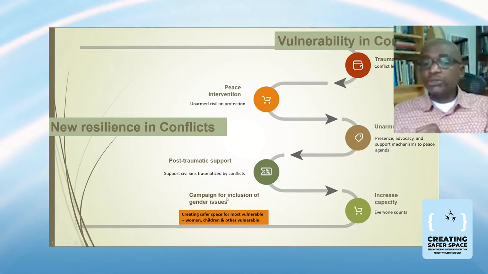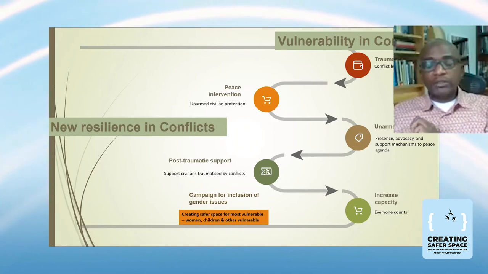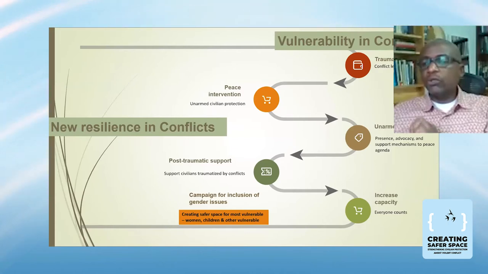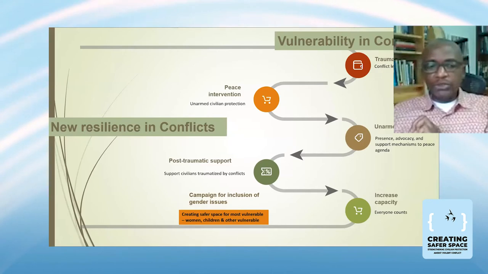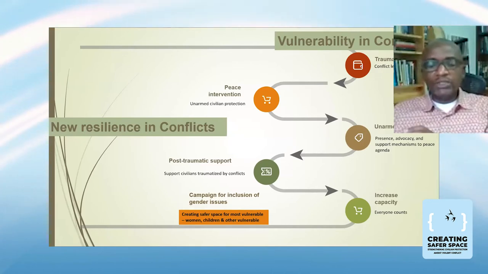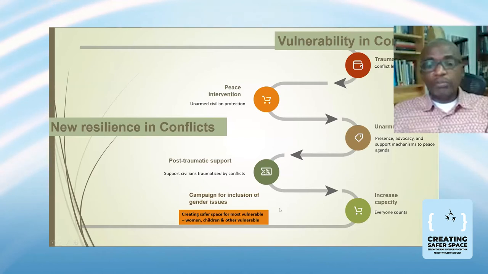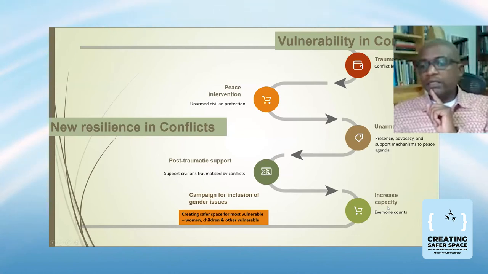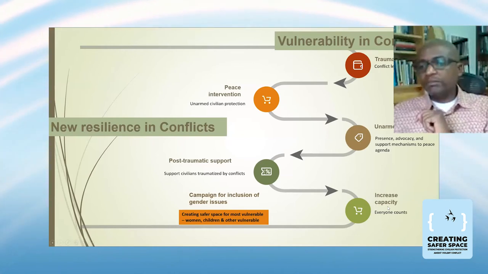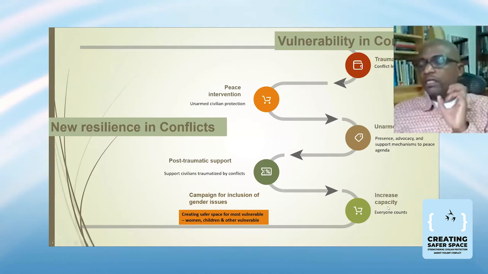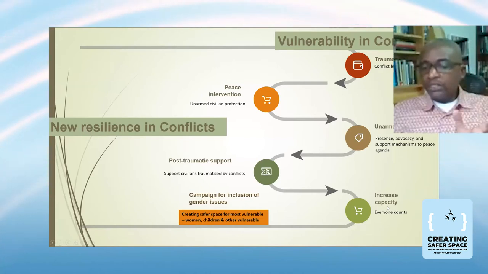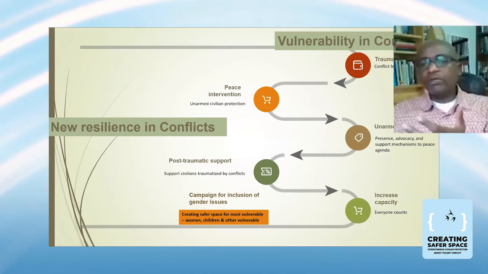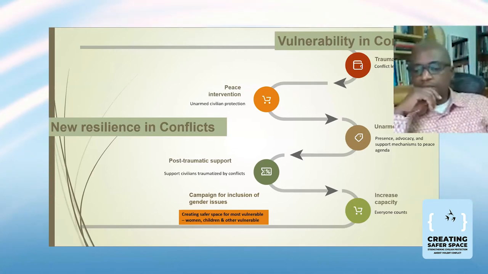Campaign for inclusion of gender issues, definitely, because the participatory research aims to ensure that inclusion is key. And in these situations of war and violence, women and children tend to be most vulnerable, and we need to pay special attention to that. Lastly, we increase capacity, and increasing capacity is empowerment, because we want to ensure too that the researcher and the research participants are empowered by that particular experience of participatory action research.